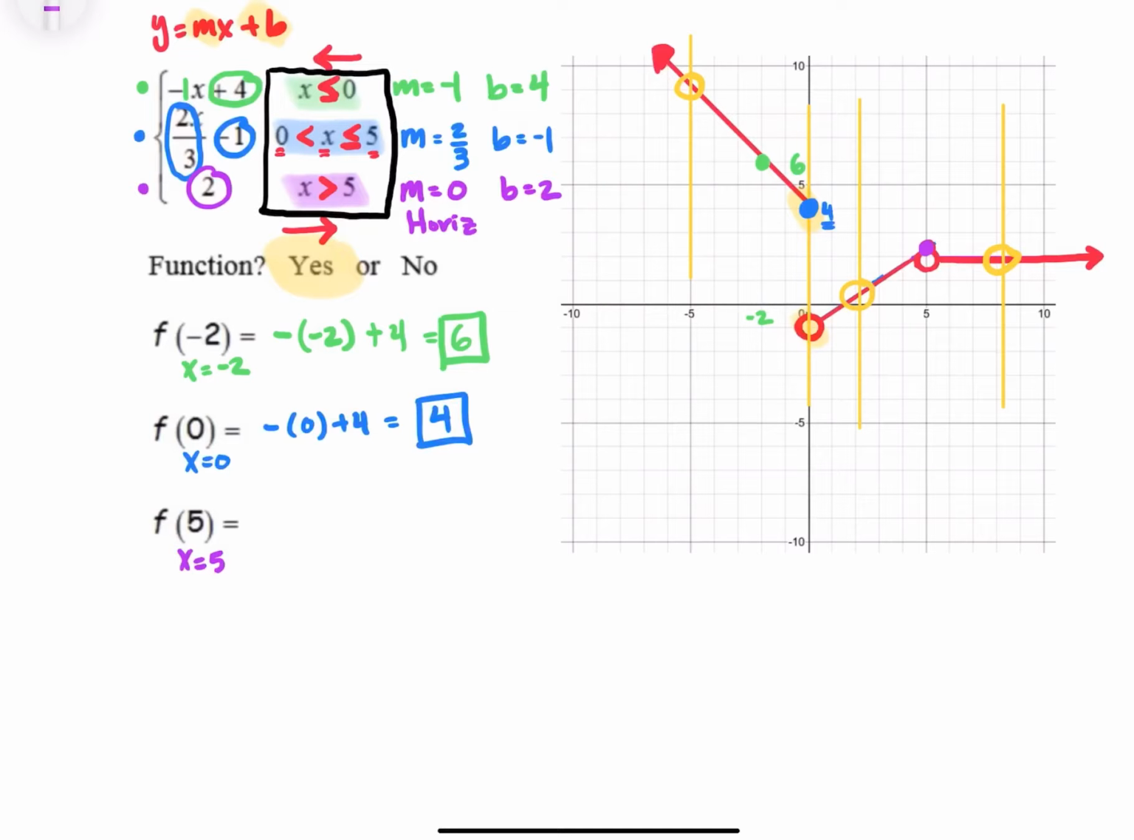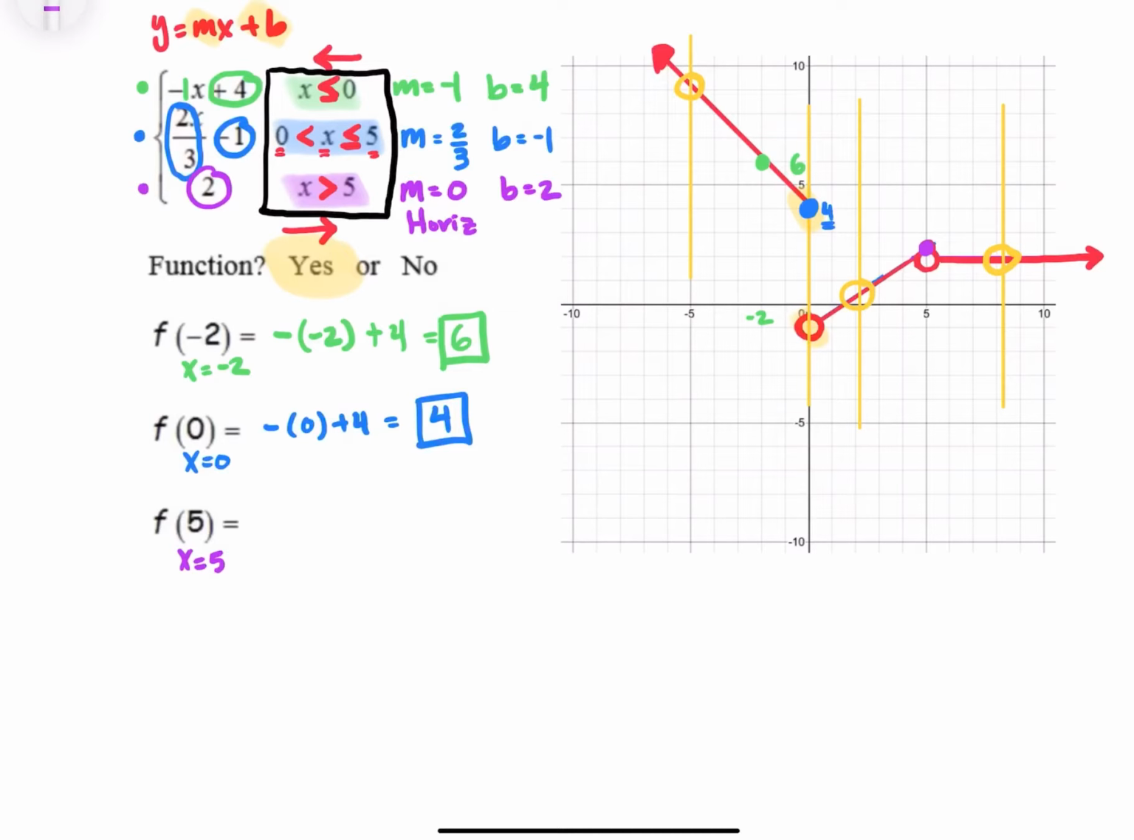So what we want to do this time is take a look at our equation here. Remember, we're looking at the closed circle, not the open circle. So I take a look at my constraints. Is 5 less than or equal to 0? No. Is 5 between 0 and 5? In this case, it's also equal to 5, and that is true. So it's going to be that second constraint here.